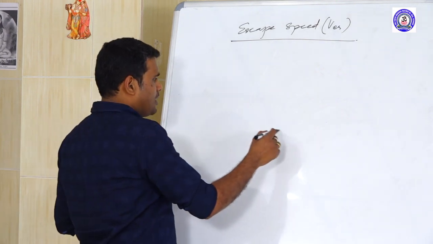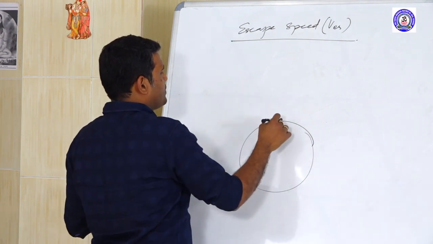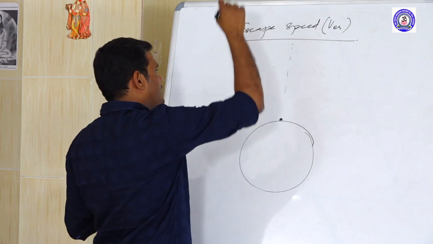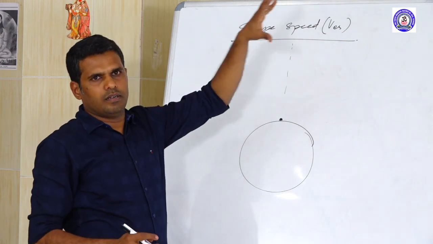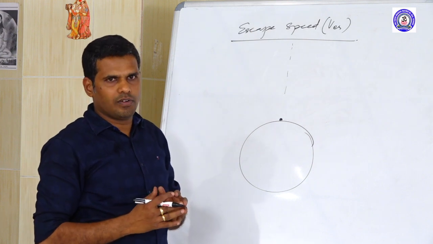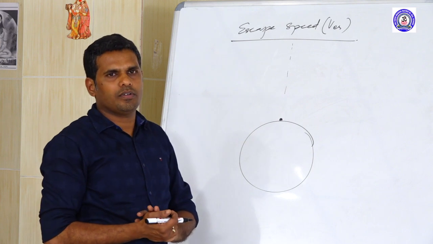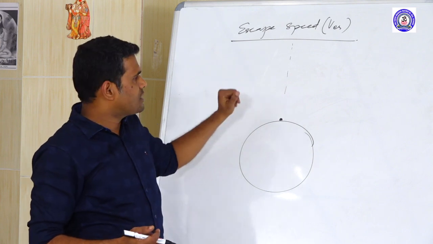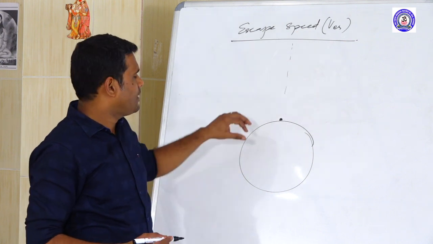Let us consider an object which is on the surface of earth. It has been projected to a certain height where its final velocity will become 0, and then its potential energy will also become 0. By applying the law of conservation of energy, we can calculate the escape speed in this particular case.